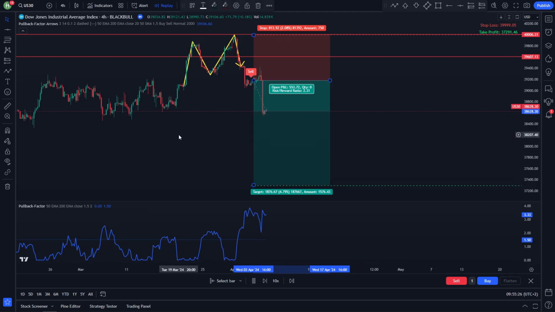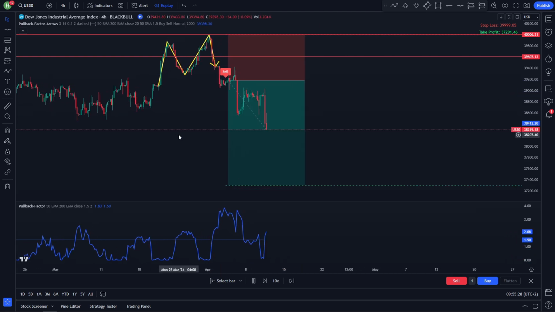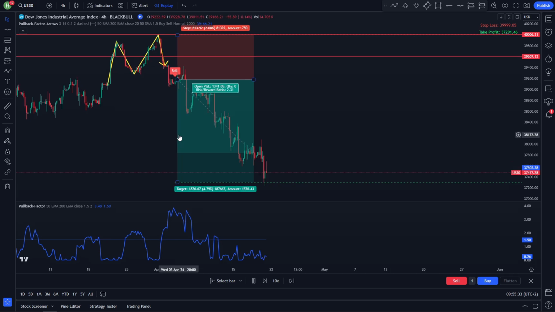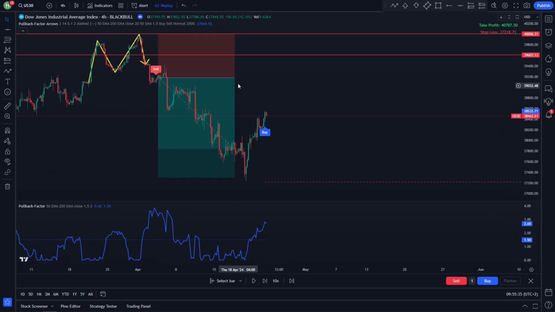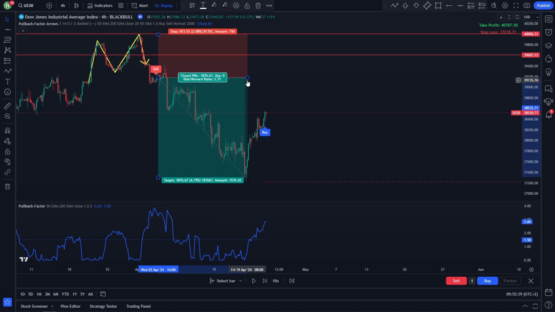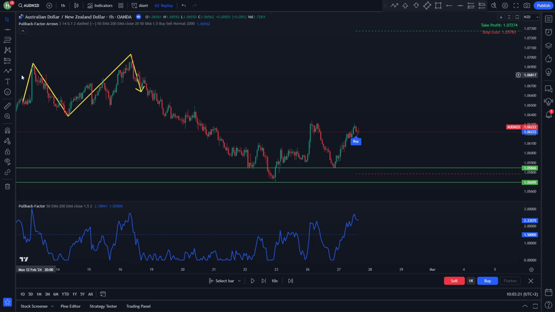From this example, we can see that the pullback factor indicator is a very versatile indicator and suitable to use across various markets and time frames, making it a valuable asset for traders of different levels. Next, let's explore another trading example, and this time we'll be focusing on a day trading one.